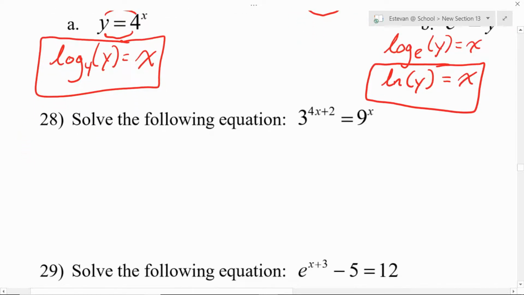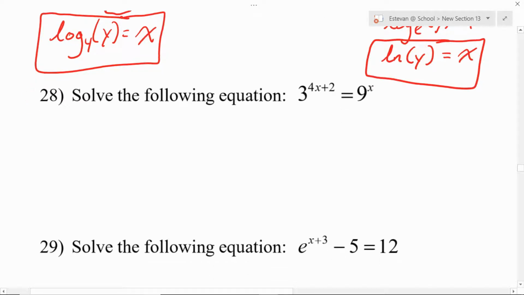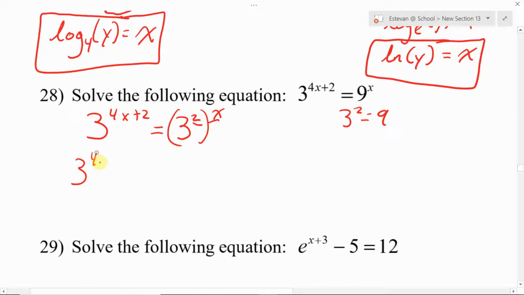28. Solve the following equation. We have 3 raised to the 4x plus 2 is equal to 9 to the x. For this type of problem, I recommend changing the bases for them to match. This will equal 3 squared raised to the x, because I know 3 squared is equal to 9, so I substitute in 3 squared in for the 9. When you have an exponent raised to an exponent like you have with the 2 and the x, that is written as 3 raised to the 4x plus 2 is equal to 3 raised to the 2 times x, which here is just 2x.